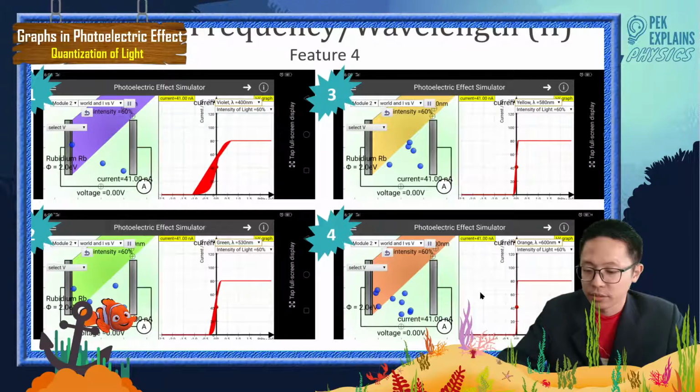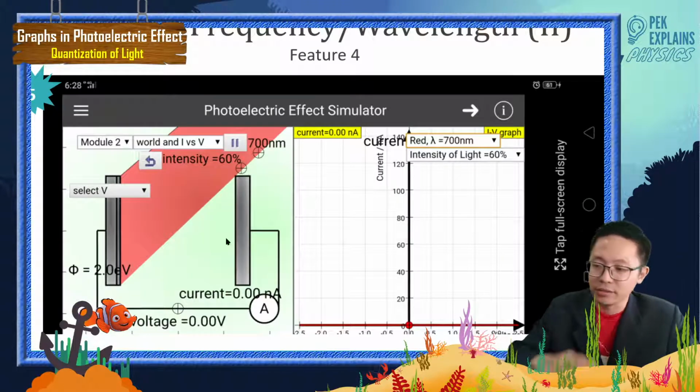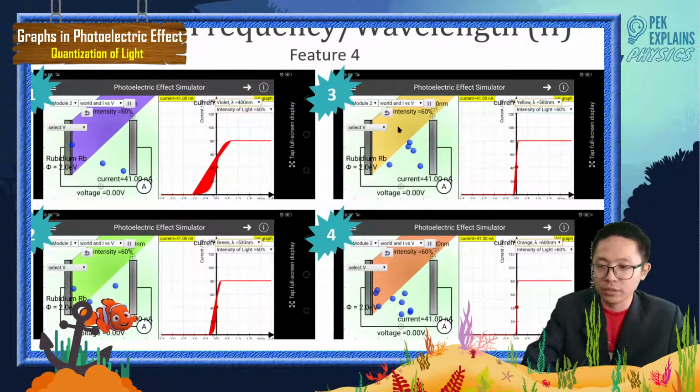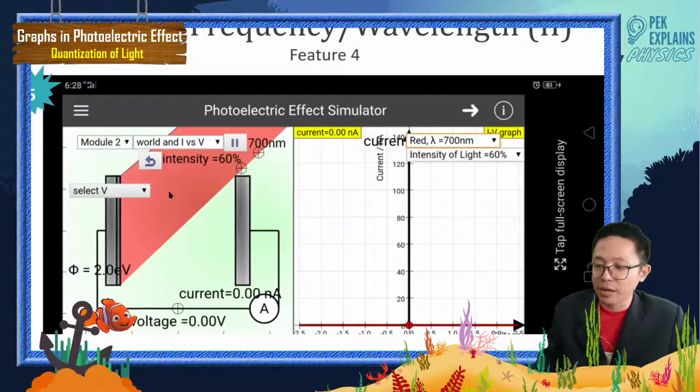Okay, but you see the red light has no current at all. Just now we used yellow light and orange light, and we still had current flowing, 41, 41. But when you use a red light, no current at all. No saturation current at all. Why? Why is it like that?